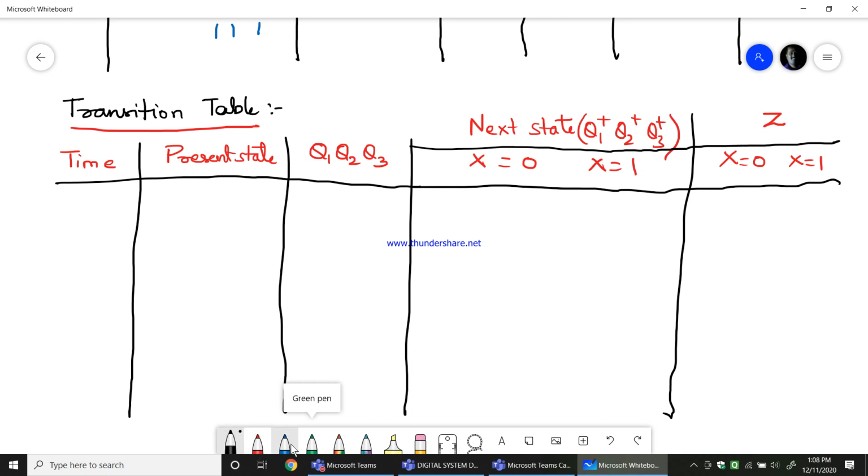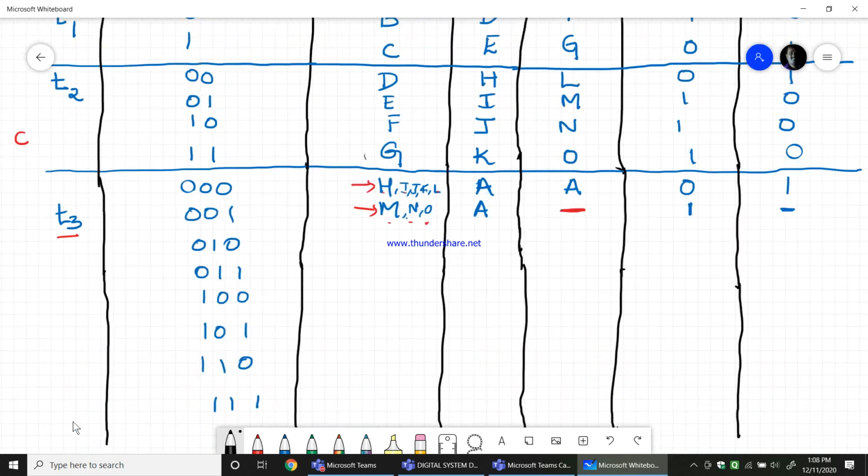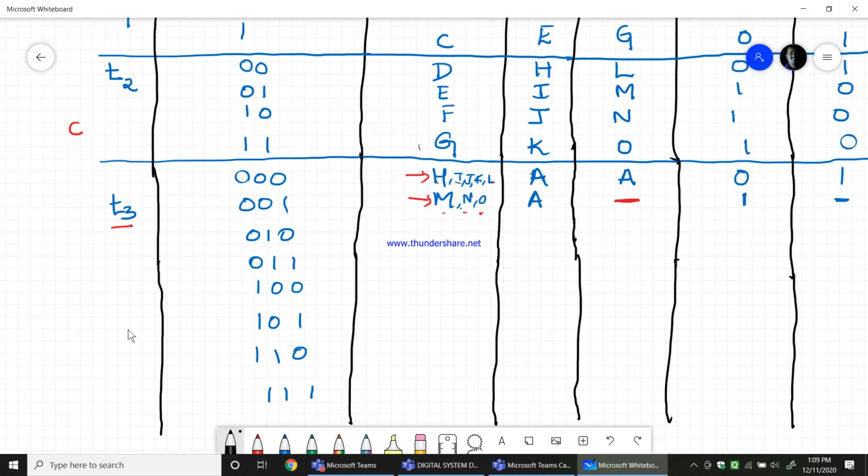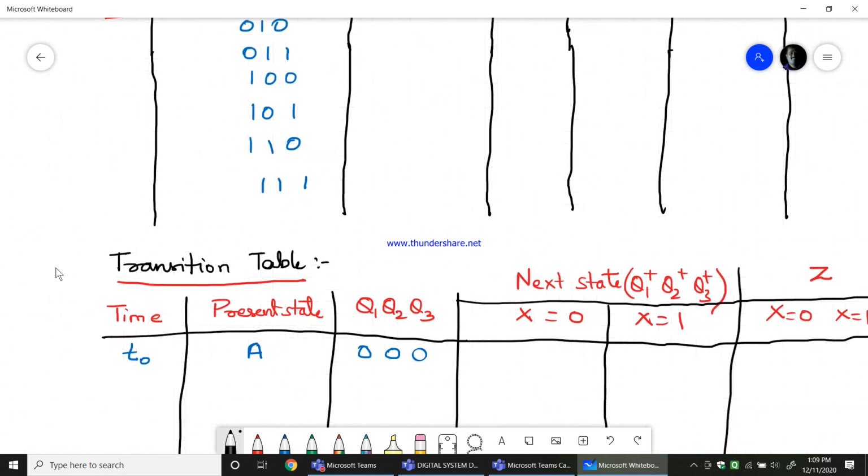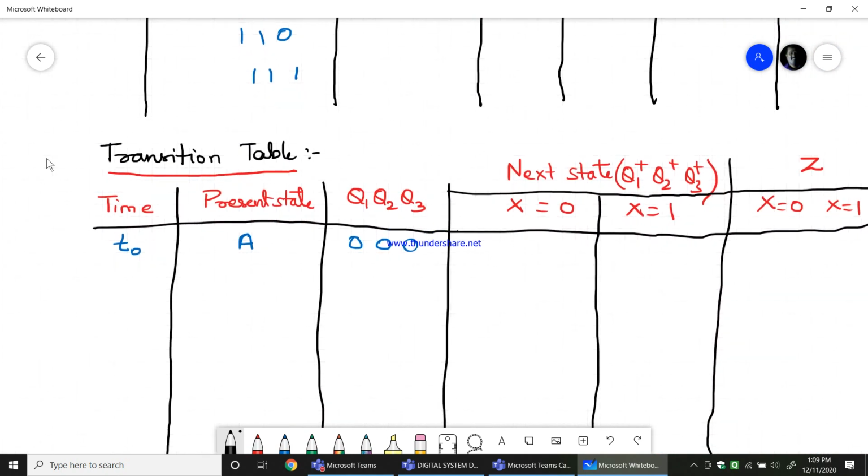Okay, now at t0, present state is A, therefore Q1, Q2, Q3 is 0, 0, 0, all zeros, right? At x equals 0, in the previous table, if you see, for A, the next state is what? For A, the next state is B and C, therefore B is 0, 1, 0, C is 0, 1, 1.